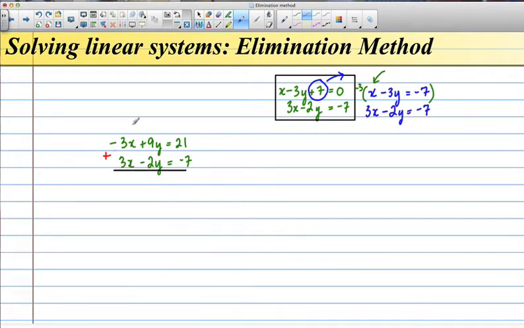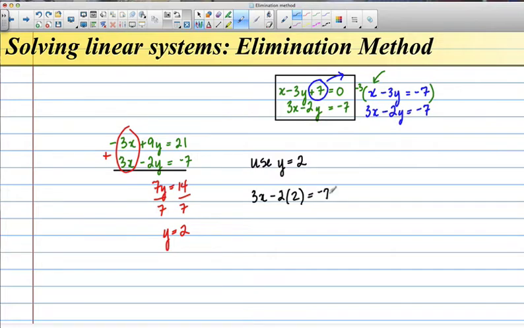The 0 pair happens here. 7y is equal to 14. Divide by 7. Divide by 7, y is equal to 2. Let's use y equals 2 in the second equation to solve for x. 3x minus 4 equals minus 7. 3x equals minus 3. Divide by 3. So x is equal to negative 1. And the point is negative 1, comma 2.